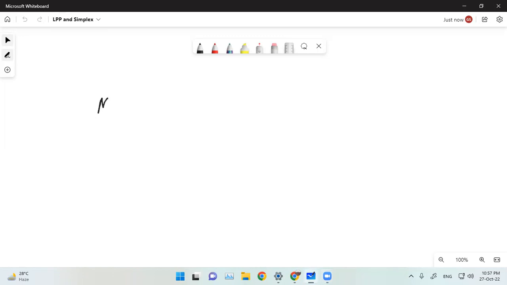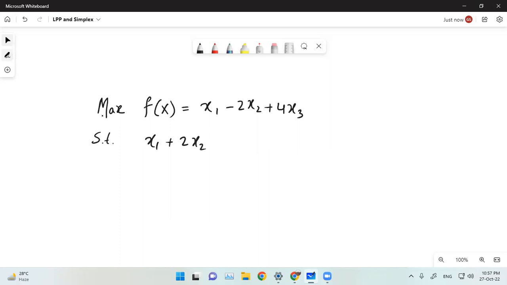So this is a maximization problem. f of x, which is x1, x2 and x3, is equal to x1 minus 2x2 plus 4x3, subject to the constraints x1 plus 2x2 plus 3x3 equal to 7, and 3x1 plus 4x2 plus 6x3 equal to 15.